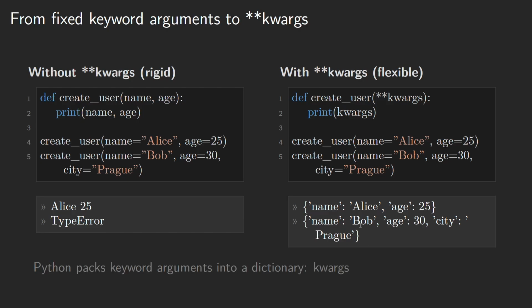So the difference between positional and keyword arguments, packing and unpacking, is that for positional arguments, the arguments are packed into a tuple, and for keyword arguments they are packed into a dictionary.